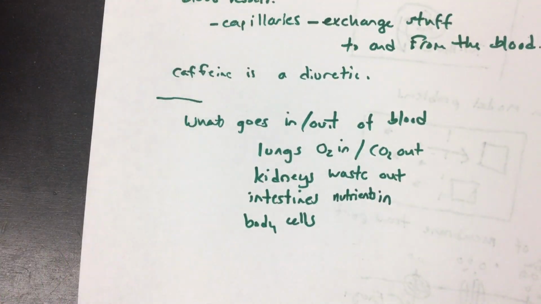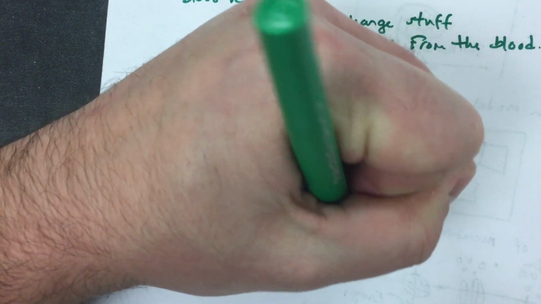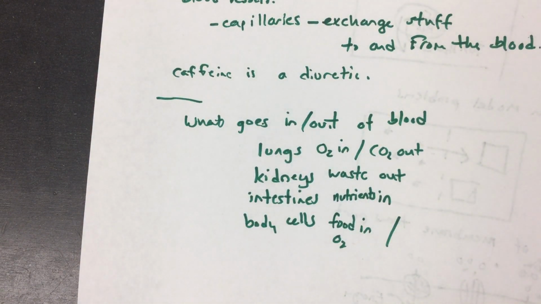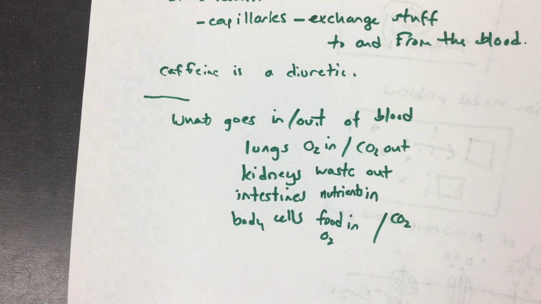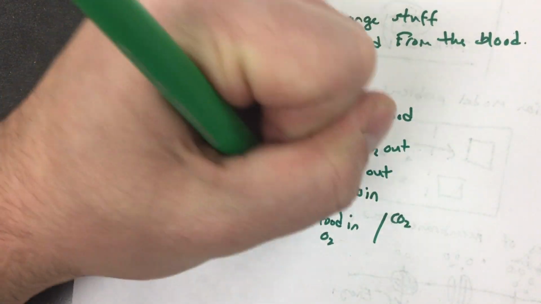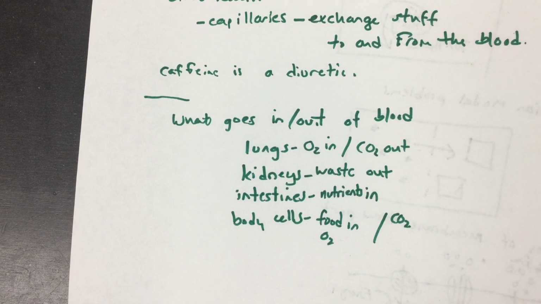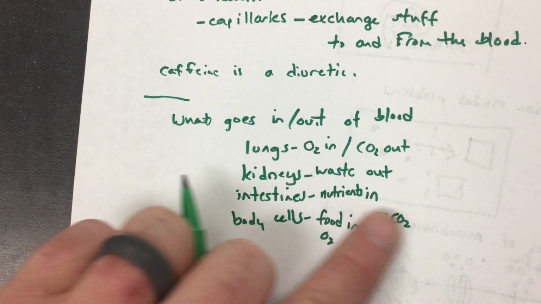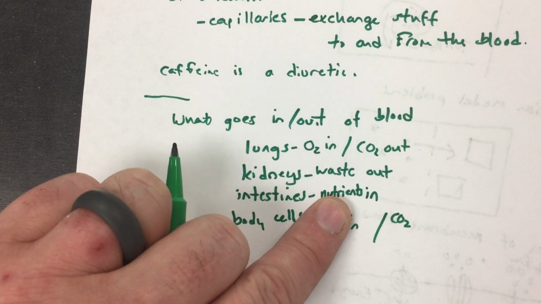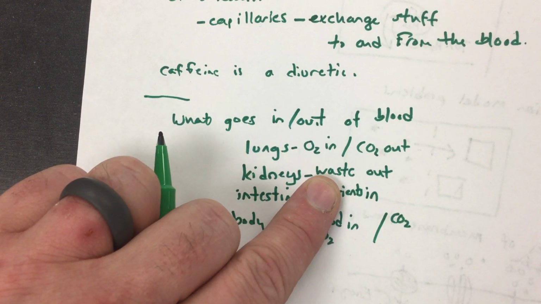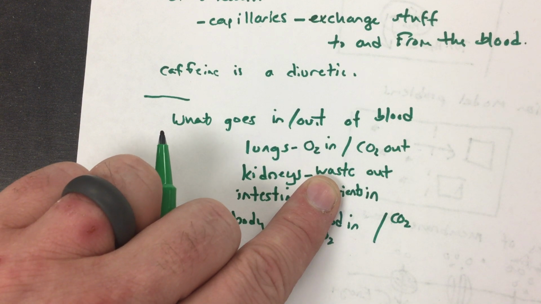And then the body cells. Food and oxygen go in. And what comes out? Carbon dioxide and? No, fat is good for you. You need fat. Fat is a good thing. We have 3 out of the 4 things that are going into or out of the body here. Water. What else comes out of the cells? Waste.